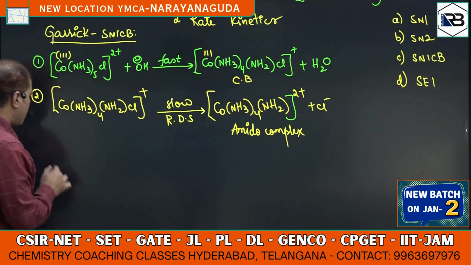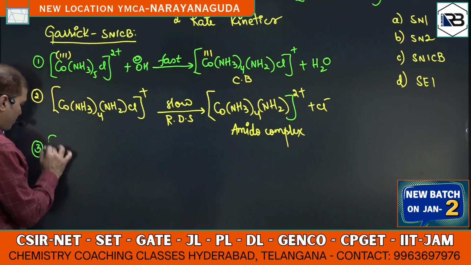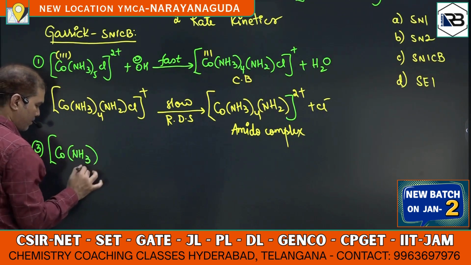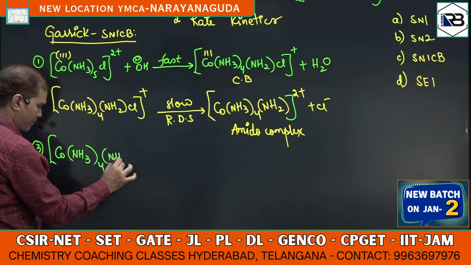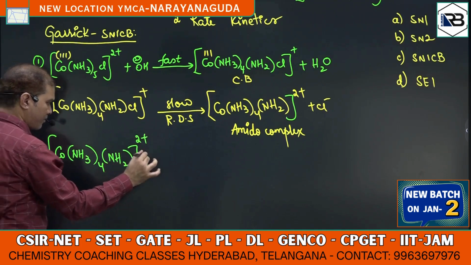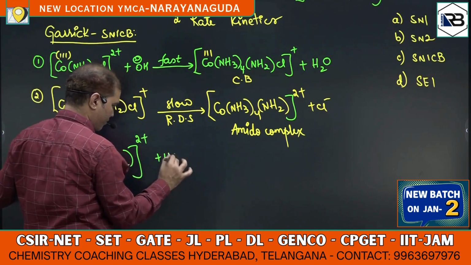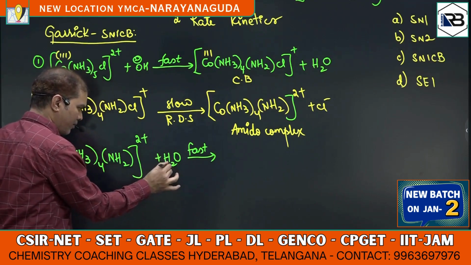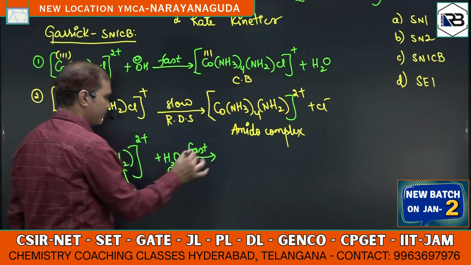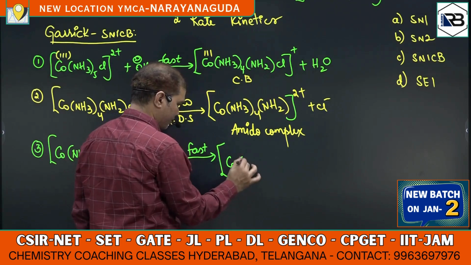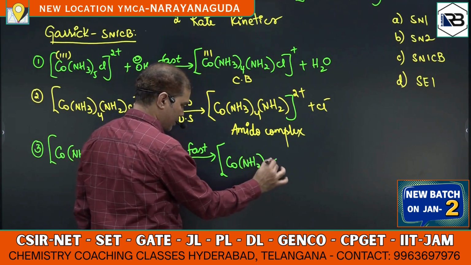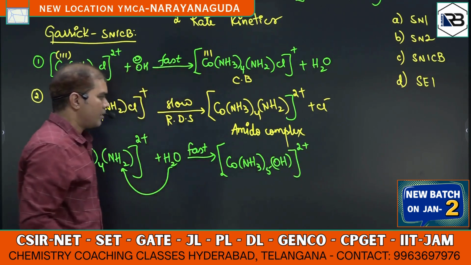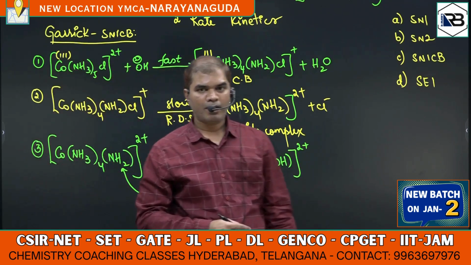And in the last step, the amido complex intermediate will react with base in water. In a fast step, it will take OH minus, and one of the hydrogens will be taken up by the amido. So this will give you [Co(NH3)5(OH2)]2+. This is the mechanistic pathway proposed by Garrick.